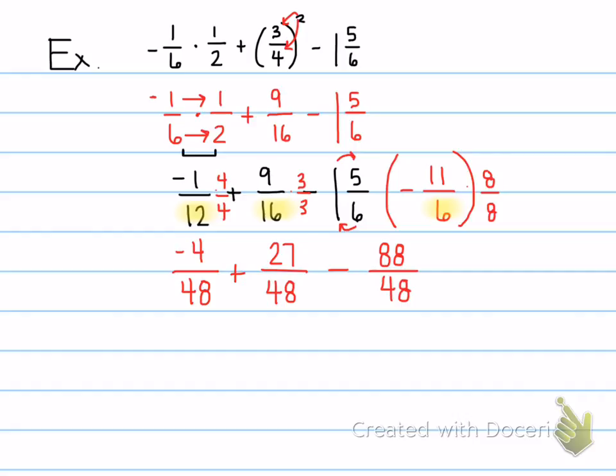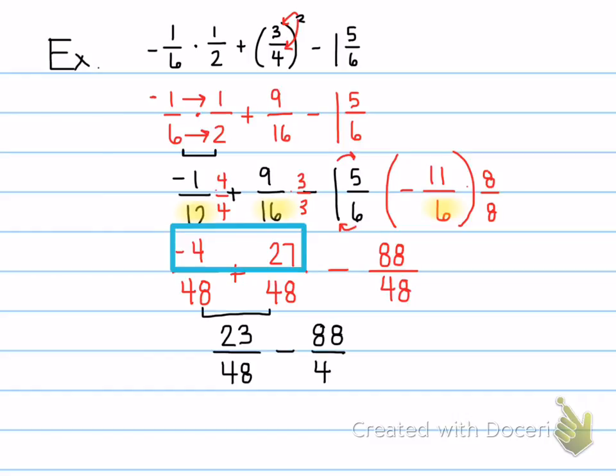I'm going to go left to right, so I'm going to start by adding negative 4 48ths plus 27 48ths. Negative 4 plus 27. Adding numbers with different signs, I subtract. So I'm looking at 23, and it's a positive 23 over 48, because you have more positives than negatives, minus 88 over 48. And now because I am subtracting a bigger number from a smaller, I do need to change this to addition and take the opposite. And what I'm really solving is 23 plus negative 88.